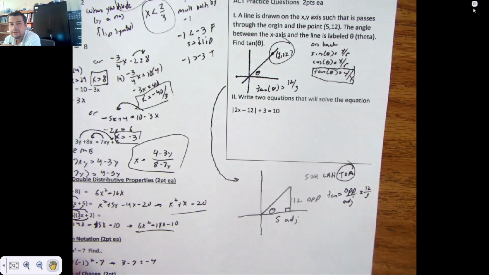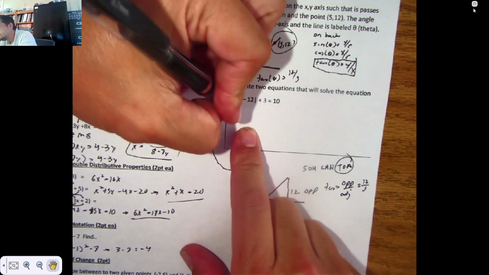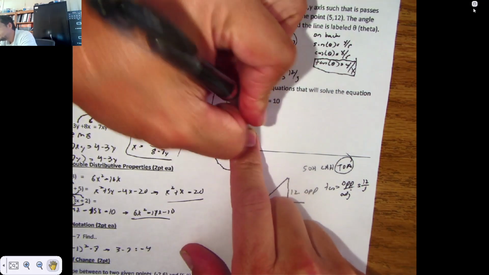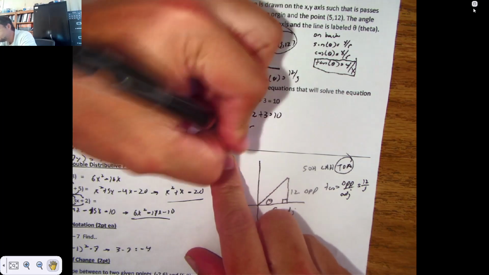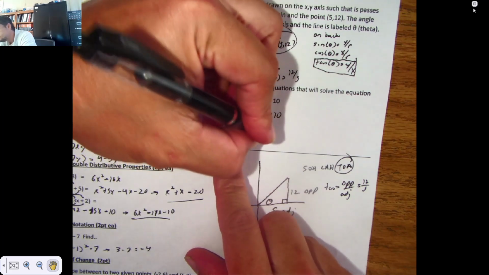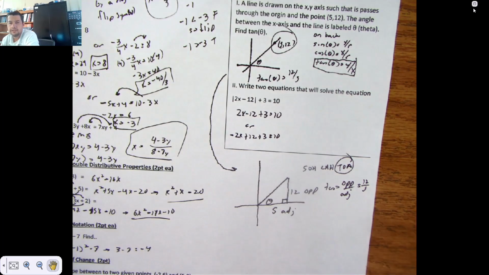Number 2, write 2 equations that will solve the equation. It's just like 3 and 4. Trapped in here is 2x minus 12 plus 3 is 10, or negative 2x plus 12 plus 3 is 10. And you might have to clean that up. I don't remember what the actual question looks like, but that's the gist of it. It's not a hard question.